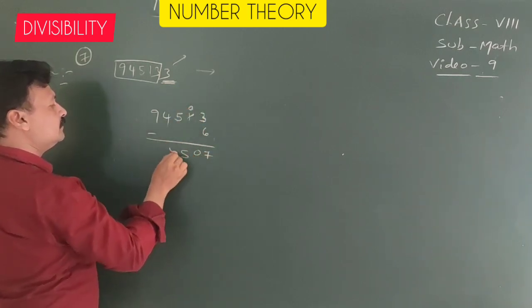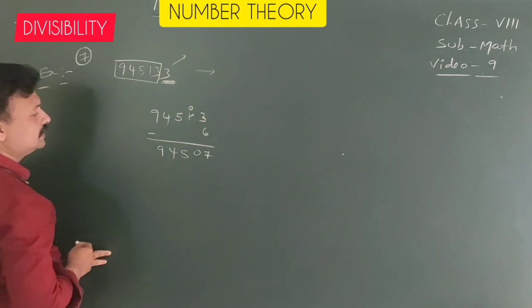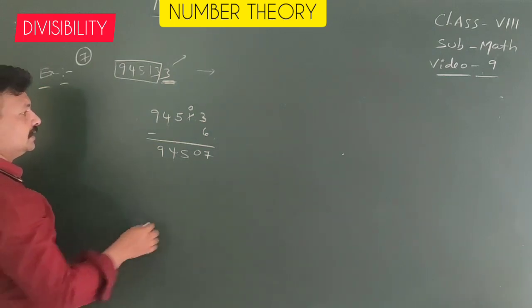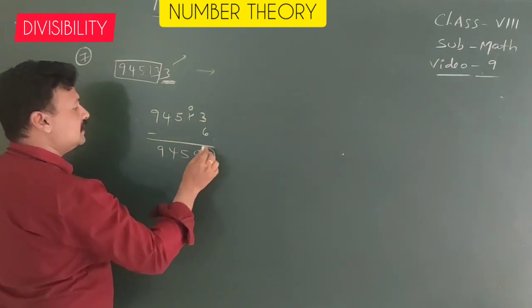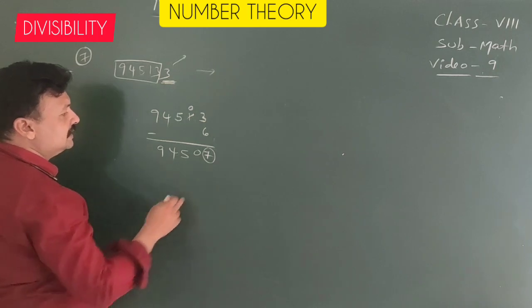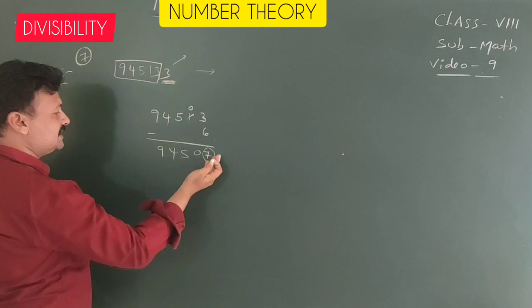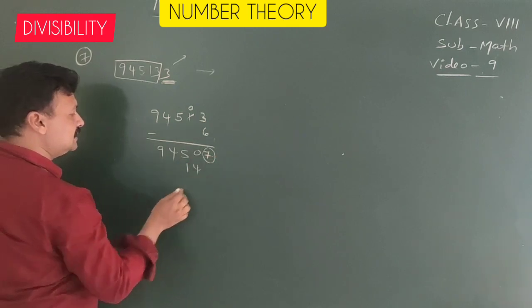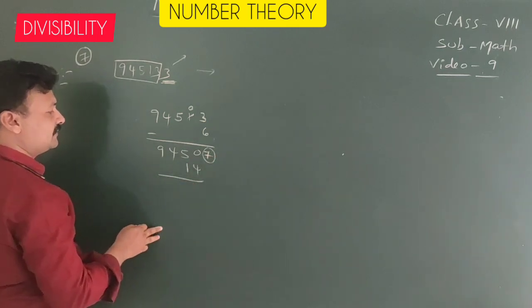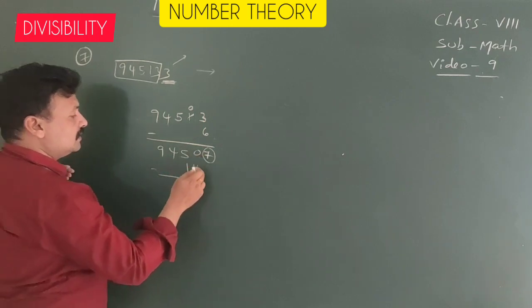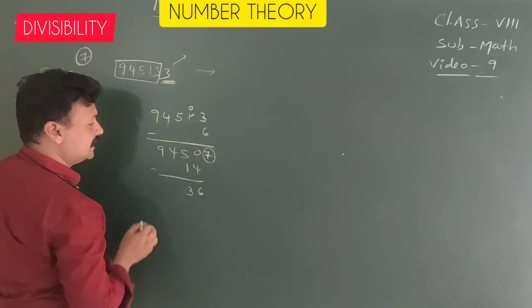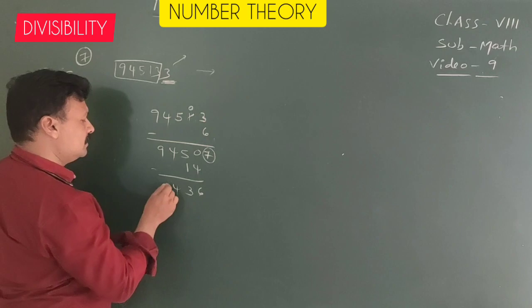Here 9, 4, 5, 7. Again, what is the units digit here? 7. From the remaining, we need to subtract twice the last digit. Twice the last digit is 14. We need to subtract it from the given one. Now, here 9, 4, 3, 6.